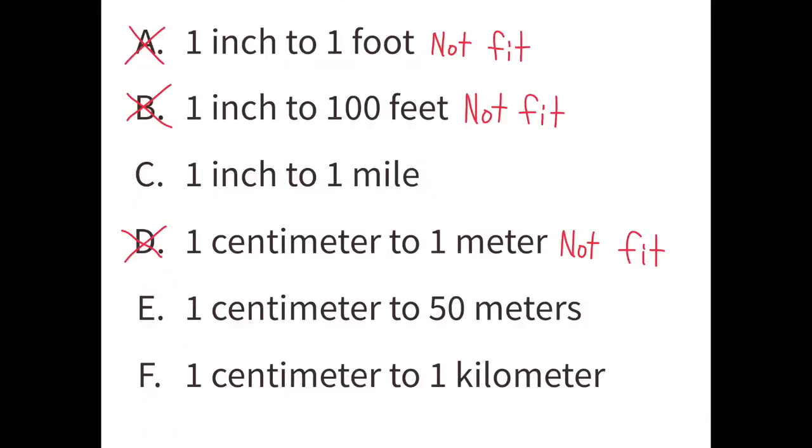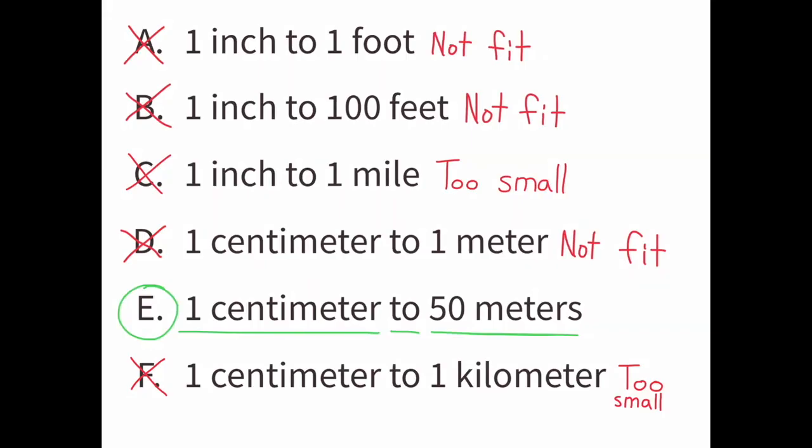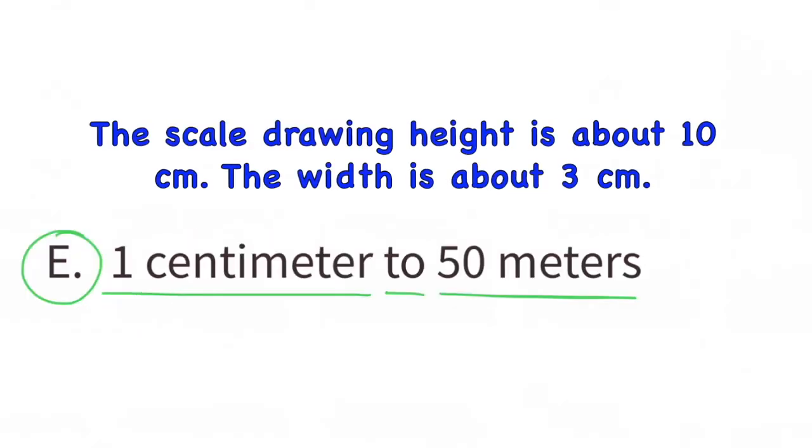The scales couldn't be either of the scales mentioned in A, B, or D, because those scale drawings would be too large to fit on an 8.5 by 11-inch piece of paper. They wouldn't be either of the scales mentioned in C or F either, because those scale drawings would be way too small. That leaves E, a scale of 1 centimeter to 50 meters. The scale drawing height is about 10 centimeters and the width is about 3 centimeters. And that would be large enough to see and small enough to fit on an 8.5-inch by 11-inch piece of paper.